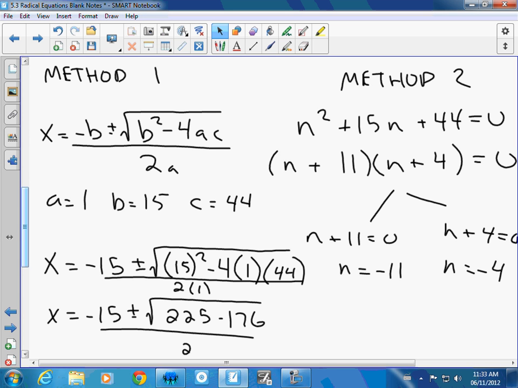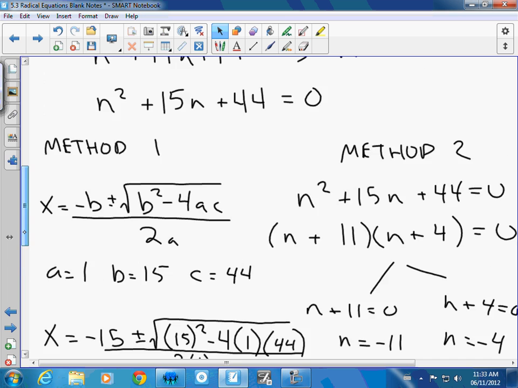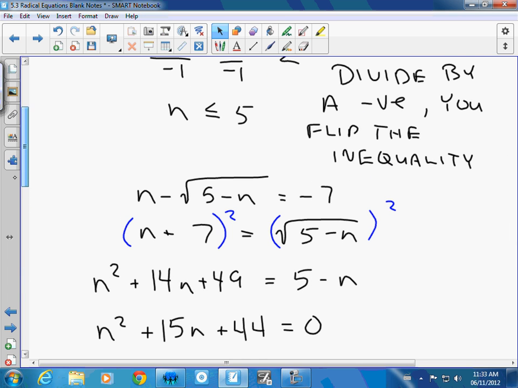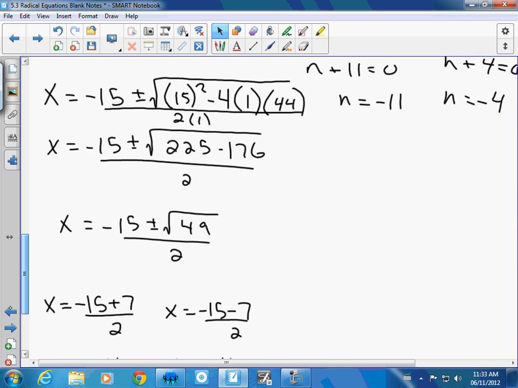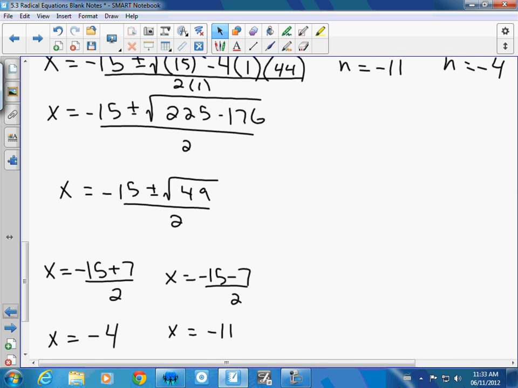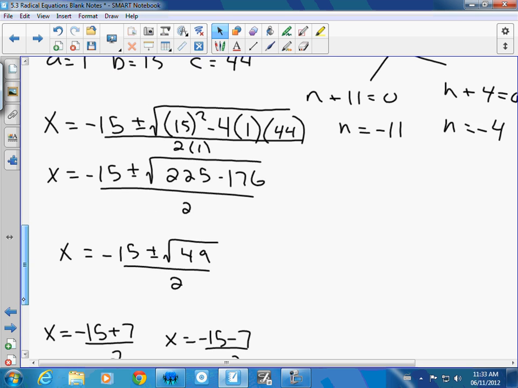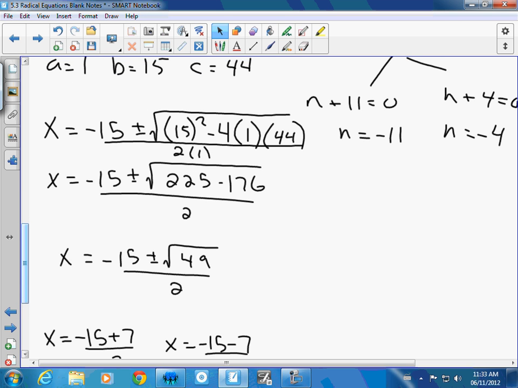Now, does it matter to me which method you use? No, but you should start seeing these shortcuts. So we ended up with two answers. Now go back to our restrictions: n less than or equal to 5. Could those both possibly be the answers? Yeah, because they're both negatives. How do we check to see if they're answers? We have two answers, negative 11 and negative 4. Are they both correct?